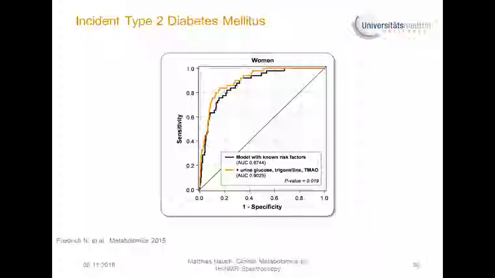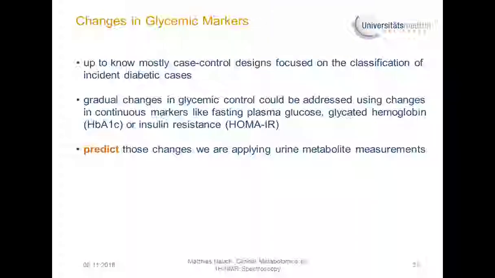And here you see the ROC curve of our analysis. The yellow line, in this case, uses the urine glucose and, in addition, the listed analytes trigonelline and TMAO. And then the discrimination is much better, and there's a significant difference between these two ROC curves. So the addition of additional analytes increases the possibility to detect persons with incident diabetes mellitus further in advance.